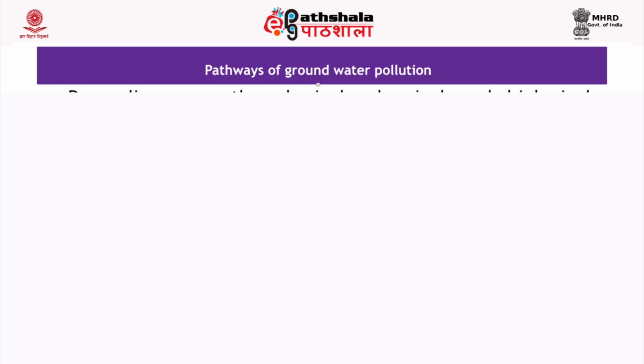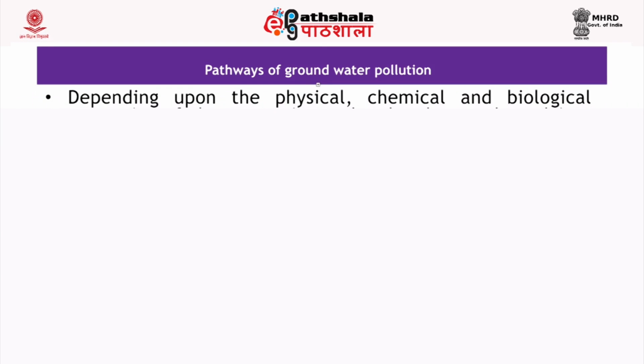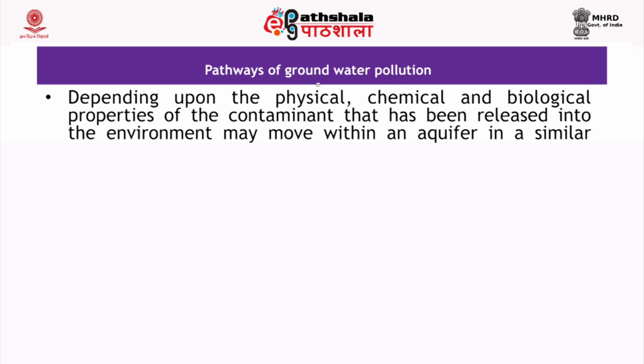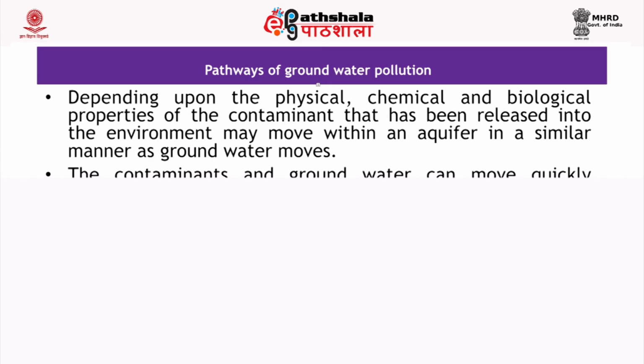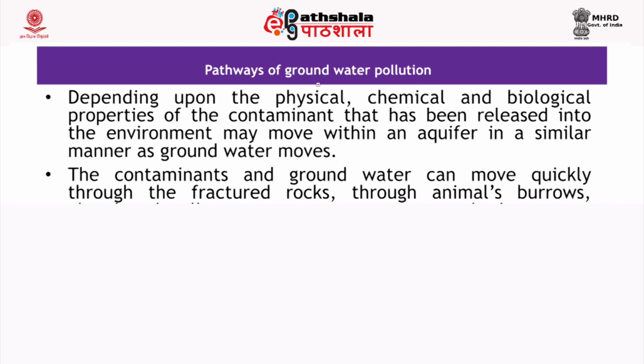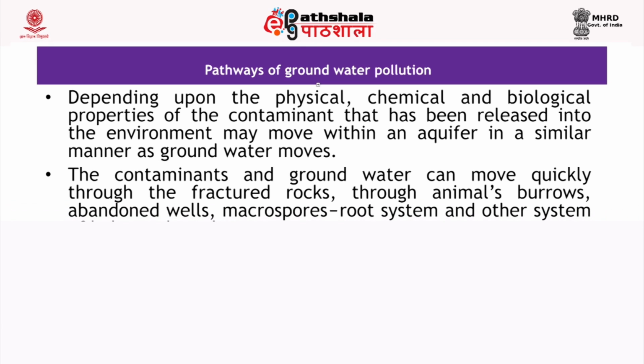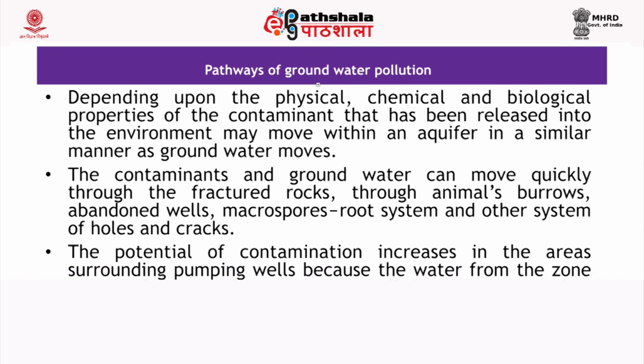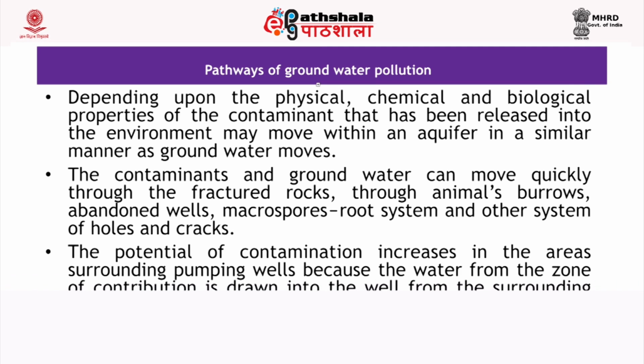The various groundwater pollution pathways depend upon physical, chemical and biological properties of the contaminants that have been released into the environment, and may move within an aquifer in a similar manner as groundwater moves. These contaminants and groundwater can move quickly through fractured rock, animal burrows, abandoned wells, macropore root systems and other systems of holes and cracks. The potential of contamination increases in the areas surrounding pumping wells because the water from the zone of contribution is drawn into the well from the surrounding aquifer.